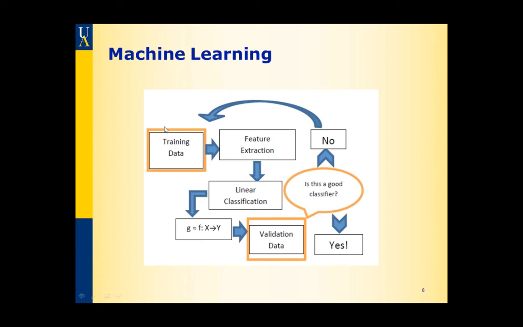If it's not good enough, then we go back to the training data and look at different feature extractions. Also, here I'm saying linear classifier, but there are different classifiers. So this is a whole process where we can basically play around with data and with math models to see if we can find a way of classifying.